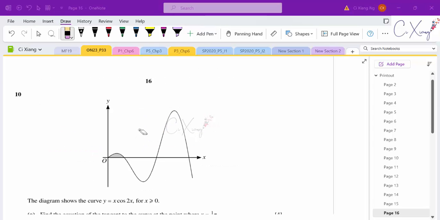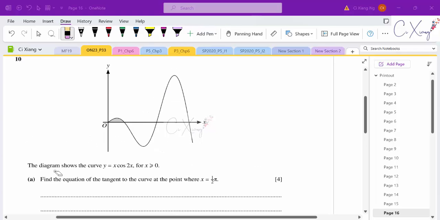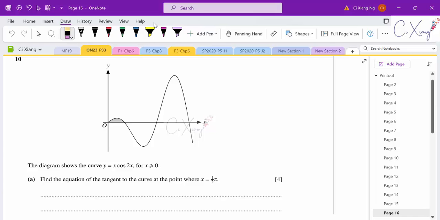Okay, so we are now at question number 10. We are given a diagram and it shows the curve y equals x cos 2x for x greater than or equal to 0. They want us to find the equation of the tangent to the curve at the point x equals pi over 2. Okay, so when we look at the keyword, equation of the tangent, we should try to link the gradient of tangent, and the gradient of tangent basically is equal to dy dx.